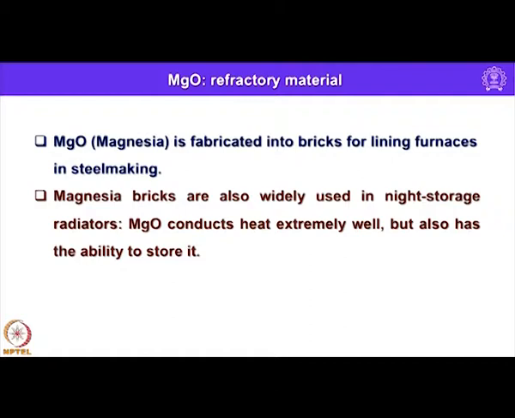Magnesium oxide can be fabricated into bricks for lining furnaces in steel making, as I mentioned already. And as I said, that means they are conveniently used in night storage radiators. And in fact, another important property of magnesium oxide is it conducts heat extremely well, but also has a remarkable ability to store it without much leakage of temperature. When one looks for a commercially viable refractory oxide, magnesium oxide comes very handy. It can be conveniently fabricated into bricks and several other types of material that I will show you in the next slide.